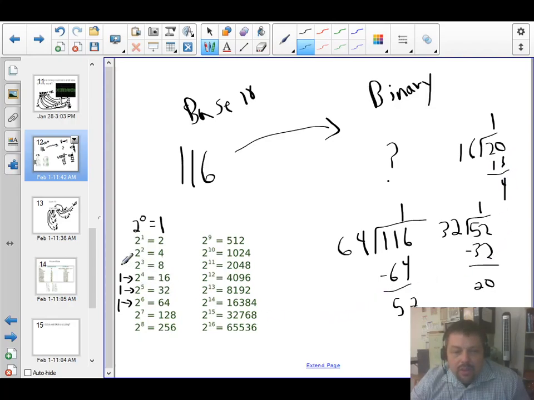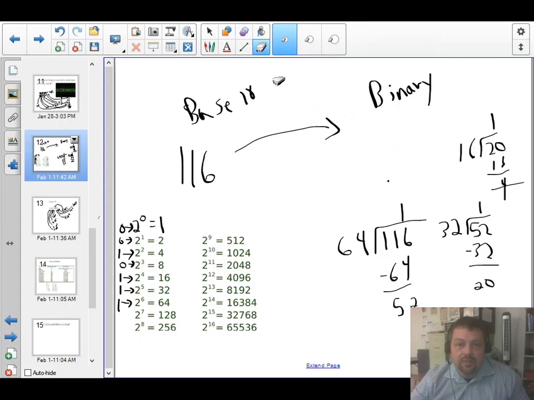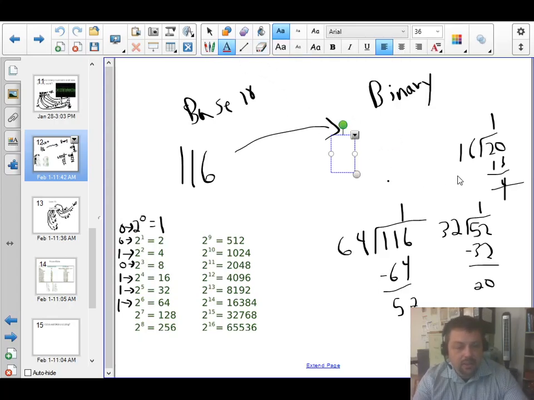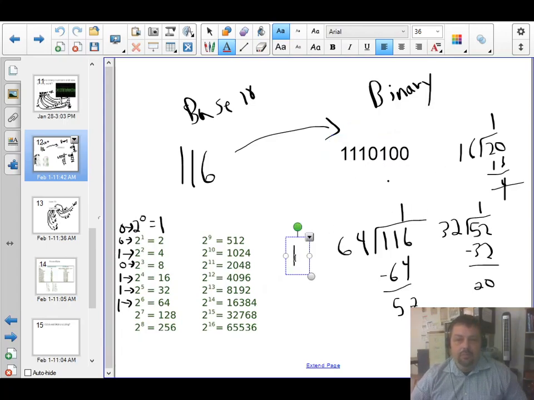So we don't have an 8 because 8 won't go into 4. But 4 goes into 4. And then once we've done that, we have no values left over. So we're going to have a 0 for the 2's and a 0 for the 1's. So our binary number that is equivalent to 116 is 1110100. So starting from the bottom here, 1110100. That is 116 in binary.